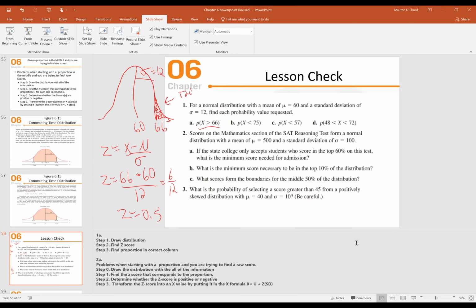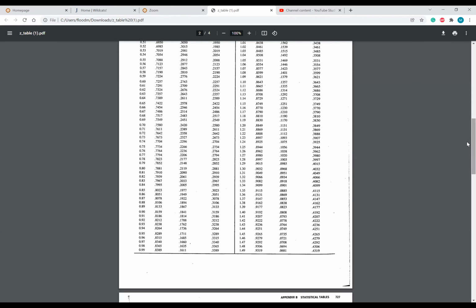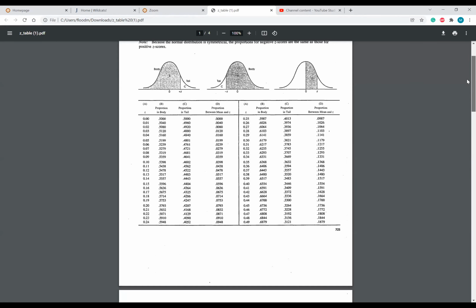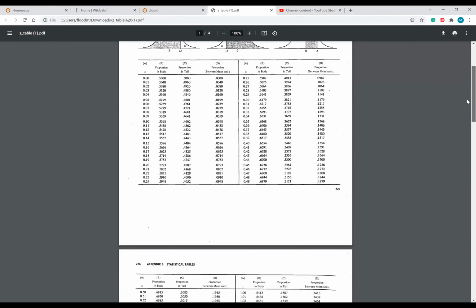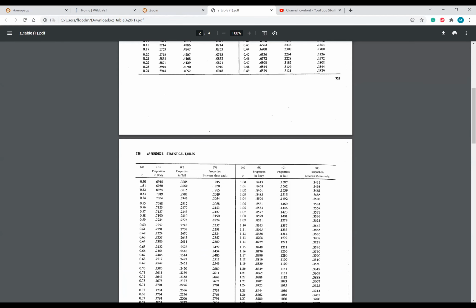So now we are going into our unit normal table to look up where the z-score of 0.5 corresponds to the proportion in the tail in column C. So let's go to a z-score of 0.5. Here's a z-score of 0.5, and we are going to go to column C because we're looking for the proportion in the tail. And so that gives us 0.3085, or 30.85%. That's the answer for that first question.